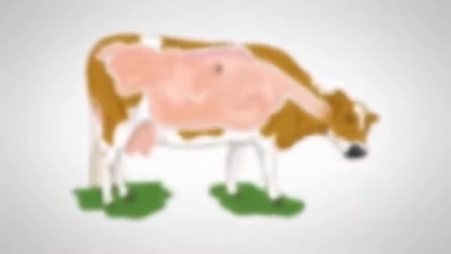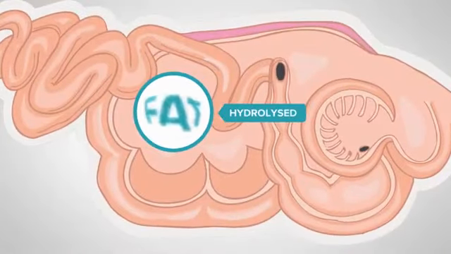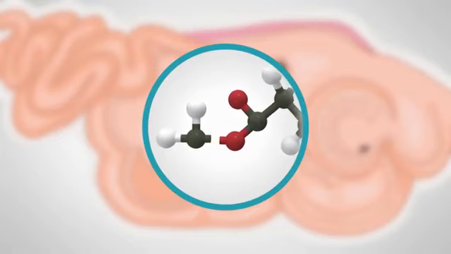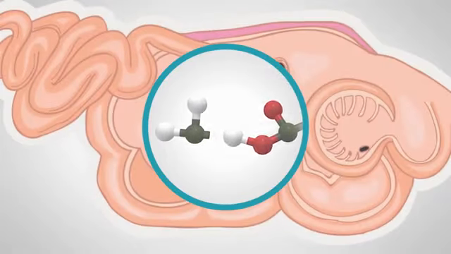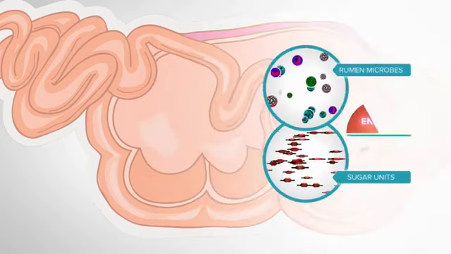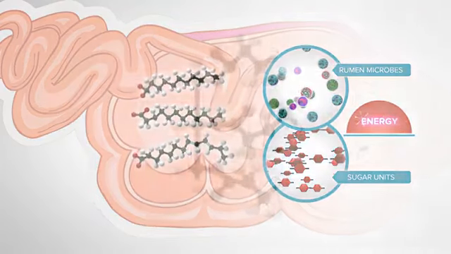When a cow eats a diet containing fat, the fat is rapidly hydrolyzed in the rumen. This means the bonds between the glycerol backbone and the fatty acids are broken. The sugar units in the glycerol backbone are used by the rumen microbes as an energy source, while the fatty acids are released into the rumen.